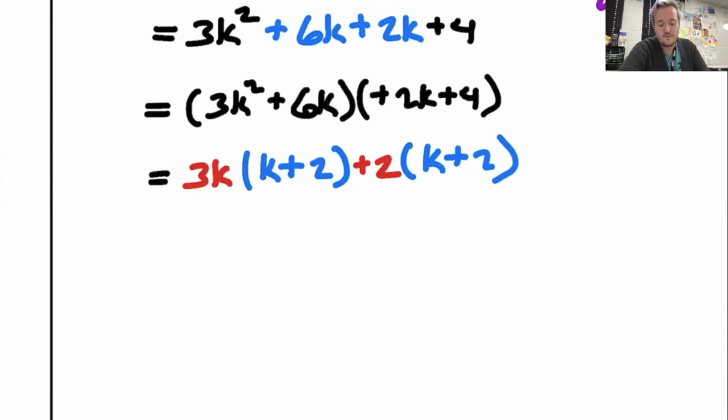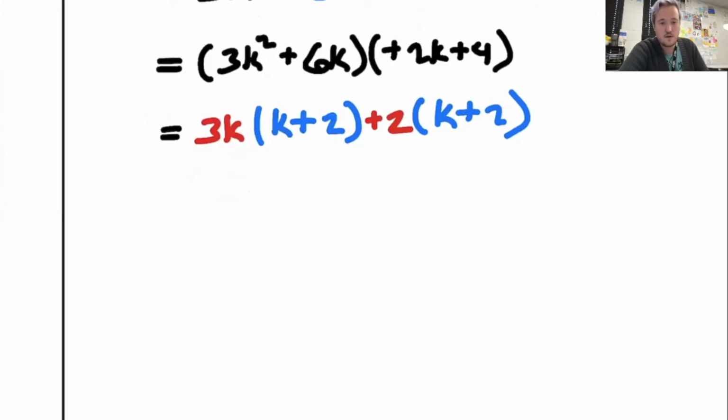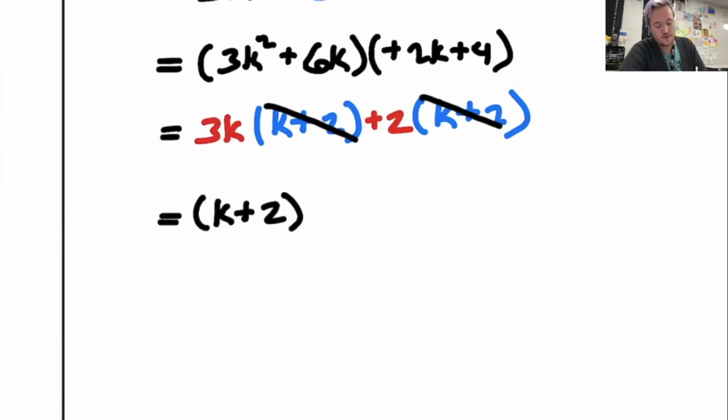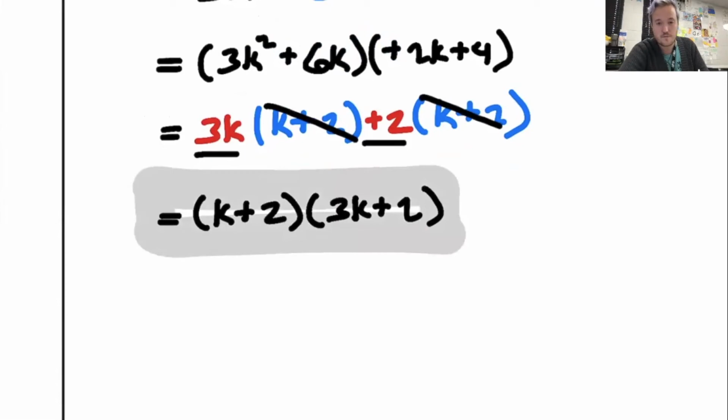So just to give yourself a little hint to see if you're on the right track, remember, those binomials should be the same. If they're not, you messed up somewhere. All right. So I'm going to take my k plus 2. That's going to be my first binomial, so taking that out. And then I have 3k plus 2 left. So these are your binomials.